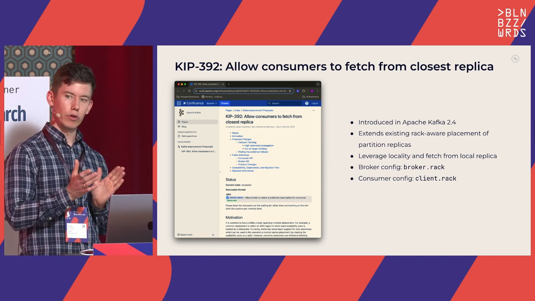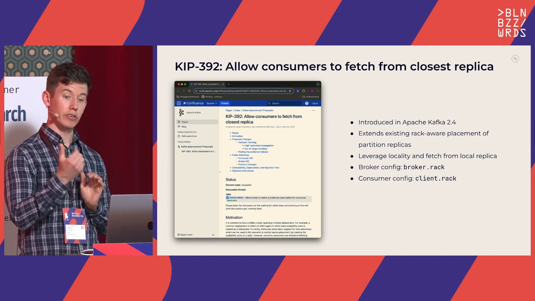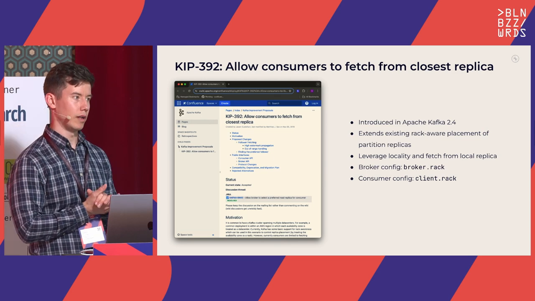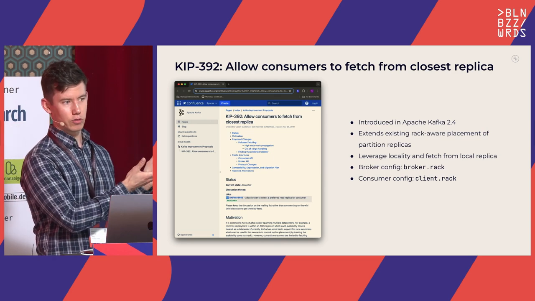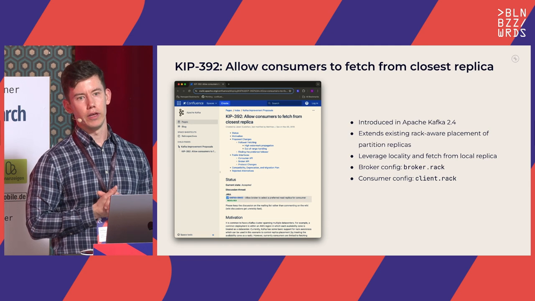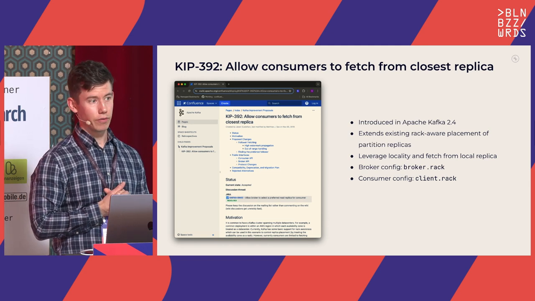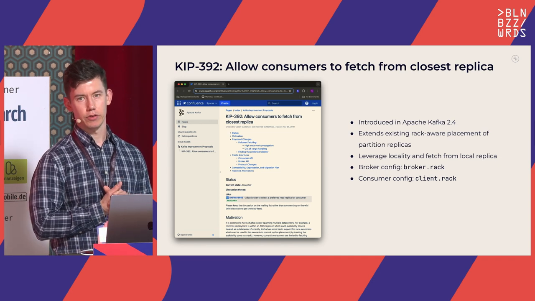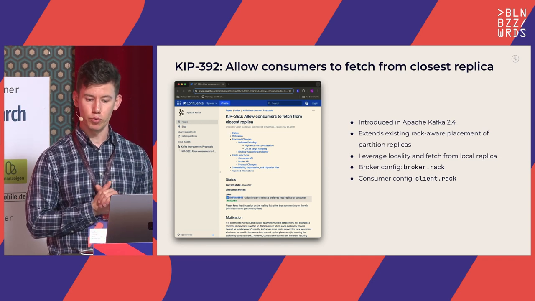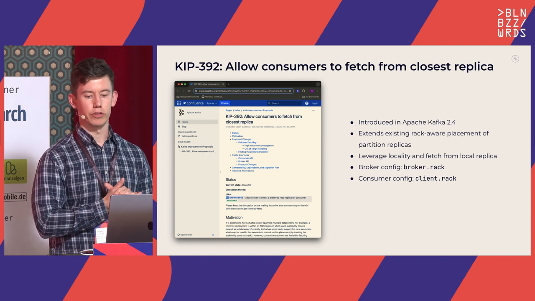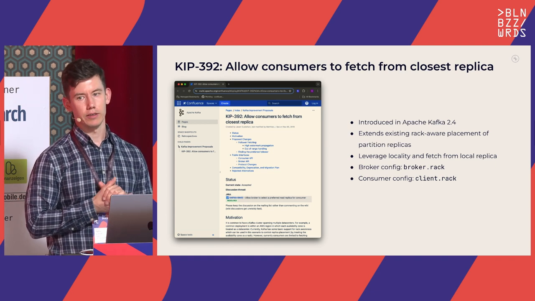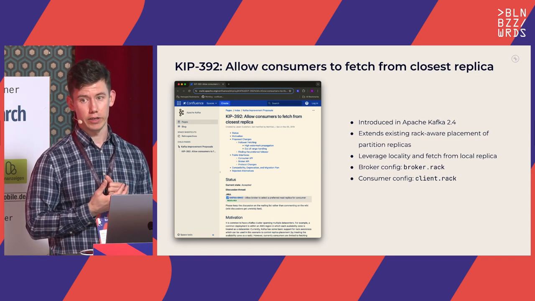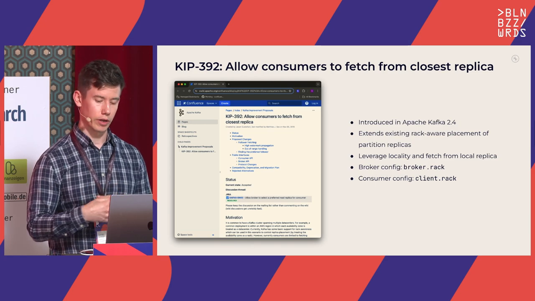There are 2 configuration options to enable this. There's a broker-level configuration option called broker.rack, which lets us set, in the case of a cloud, the name of the AZ that the broker is running in. A similar thing is available for consumers. This configuration option is called client.rack, and that lets us set the AZ where the client application, the Kafka consumer, is running.